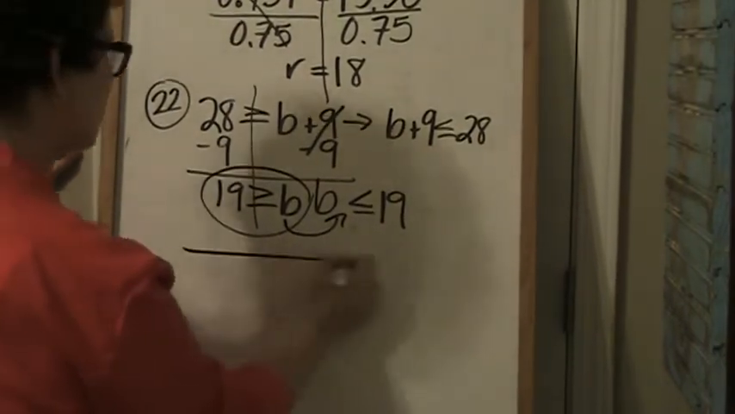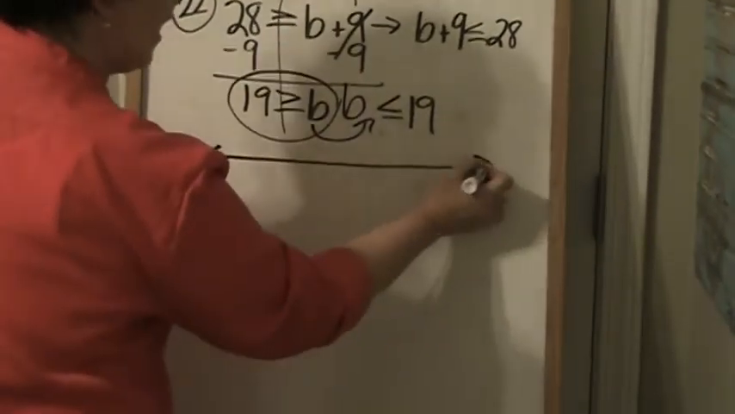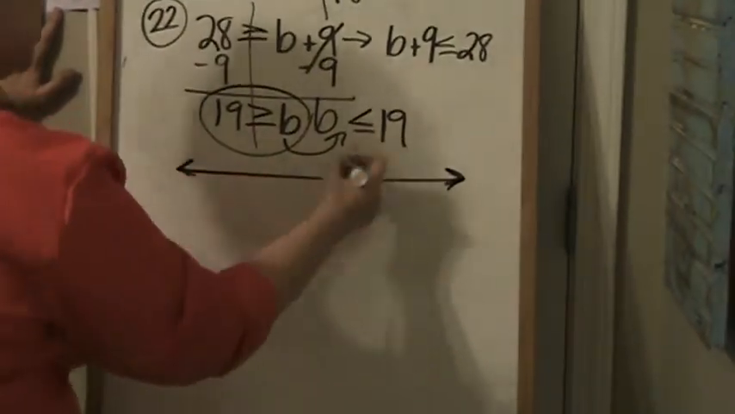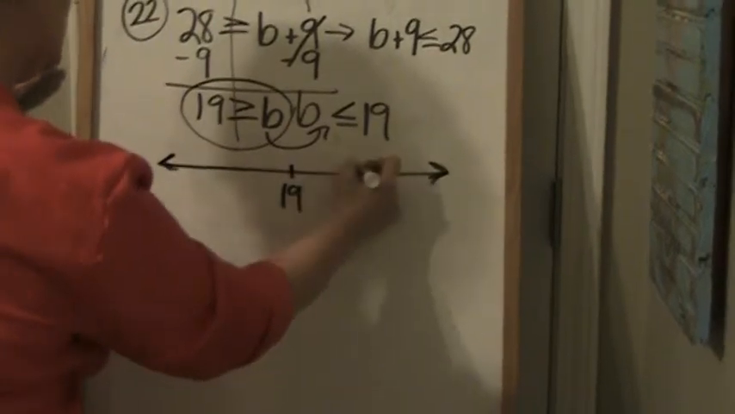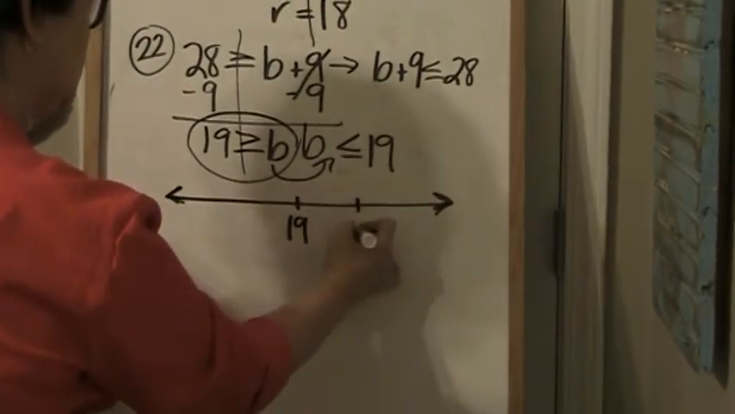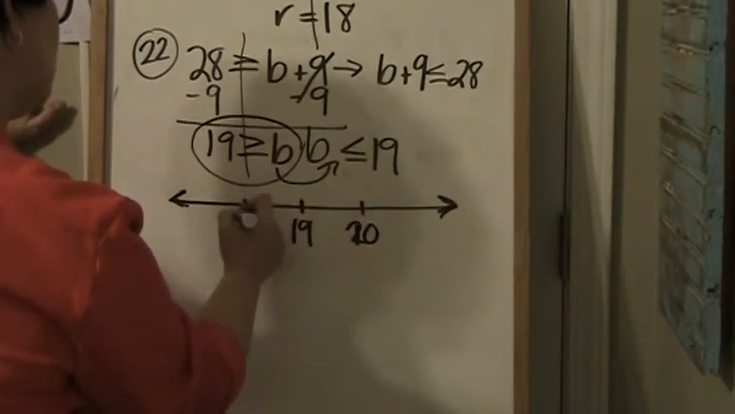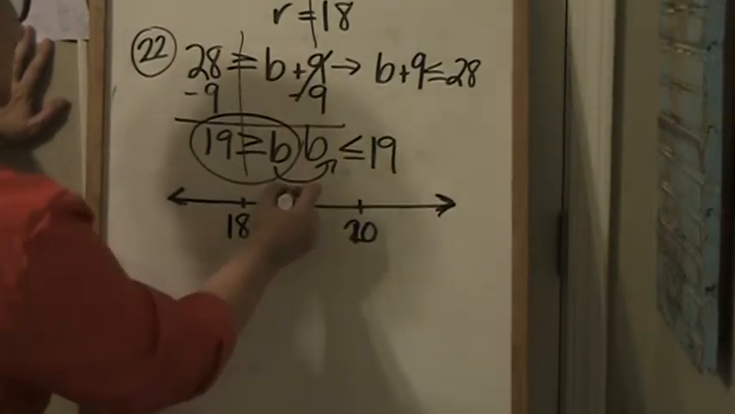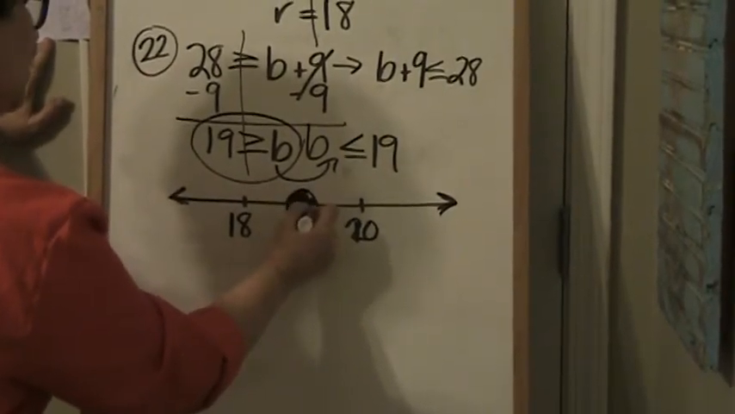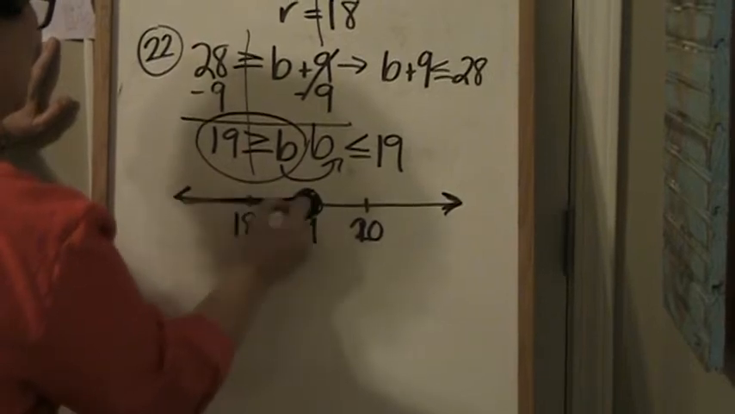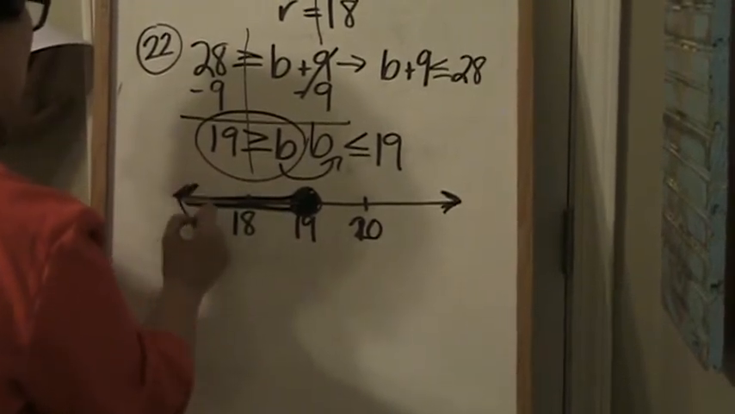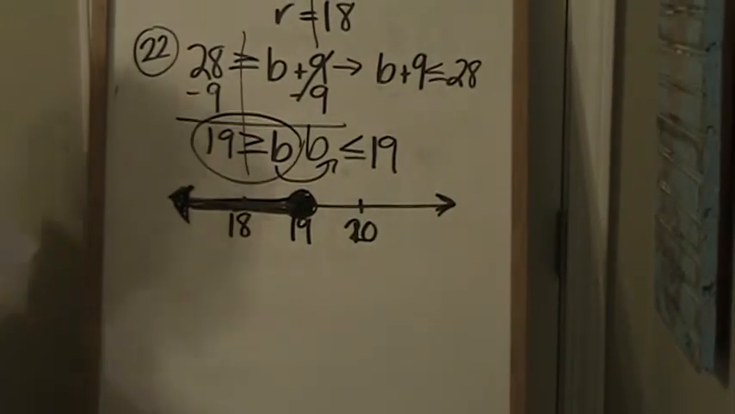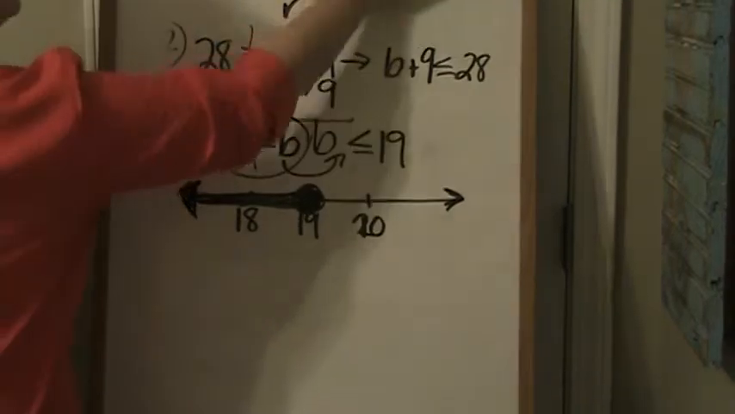Okay, now let's graph that. Remember for graphing, I need you to graph at least 3 points. We're looking for 19, so there's 19. And I'm going to do 20 over here, and I'm going to do 18 over here. It is less than or equal to, so does that include 19? Yes, it does. Let's include 19 by shading it, and then we're shading everything less than or equal to 19. Okay, let me erase. Go to 23.